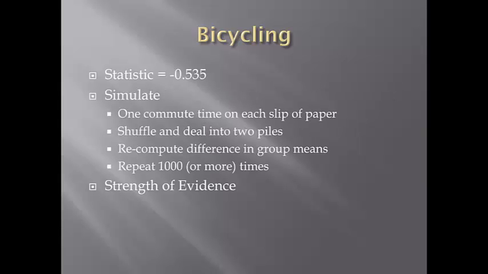Moving to the simulation, we're going to write one commute time on each slip of paper and shuffle and deal those slips of paper into two piles. So I've got 56 slips of paper, commute times written down on each slip. One commute time per slip, shuffle and deal them into two piles, one pile with 30, one pile with 26, because that's how many commute times we have in each of those groups in the real data. Find the difference in group means between the shuffled and dealt piles and repeat that many, many times, each time finding the difference in the group means.